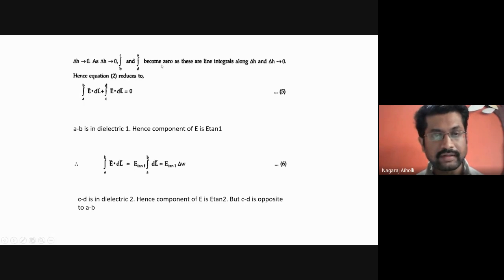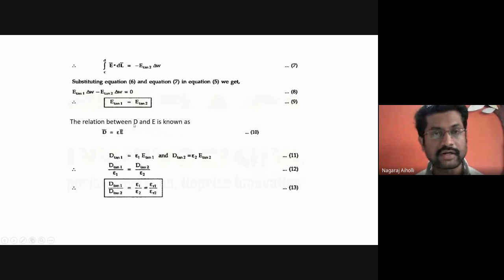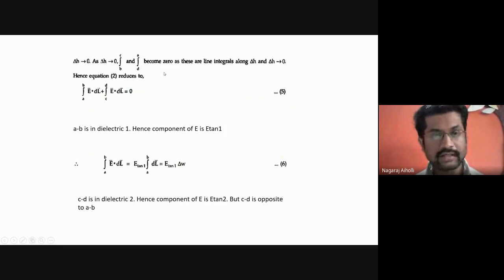Let us substitute what we have obtained in equation 5. What is a to b? Integral a to b E bar dot dl bar is E tan 1 delta W. So here we substitute E tan 1 delta W plus integral c to d E bar dot dl bar, which we found to be minus E tan 2 delta W. The equation will be like this.